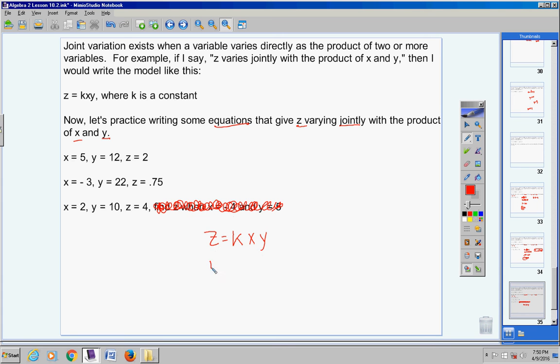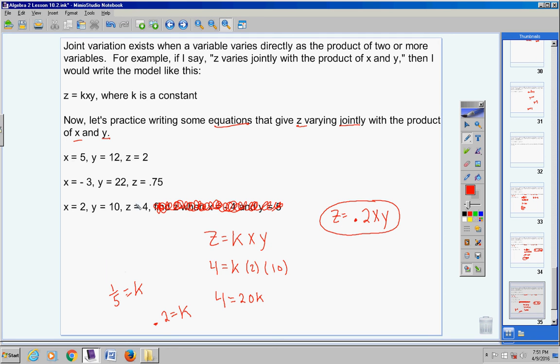Here's C, so I'll put a 4 right here. Bring down my k. Here's x, I'll put 2. Here's y, so I'll put 10. So 4 equals 20k. 2 times 10 is 20. Divide both sides by 20 and you will get 1/5 equals k, or you can use 0.2. I'm going to use 0.2 for no certain reason. So 0.2 equals k. Now, I'm going to pick up 0.2 and put it in for k right here. So my equation is C equals 0.2xy. Now, that is my joint variation equation.